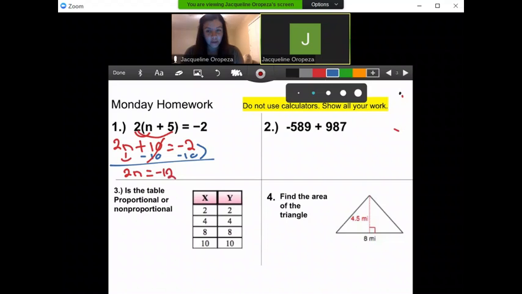We still do not have n by itself, so now we have to get rid of the 2 by dividing it to both sides. Cancel out my 2's, leaving me just my n by itself and my equal sign. Then focus on this side. -12 divided by a +2 is -6. That's the first method we can use to solve this equation.